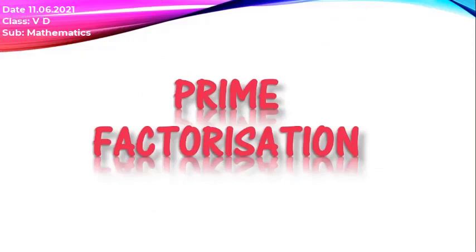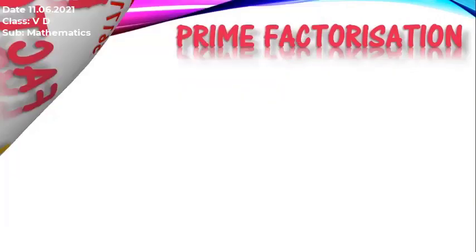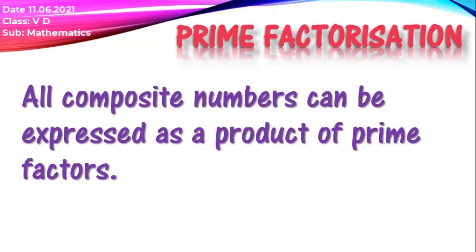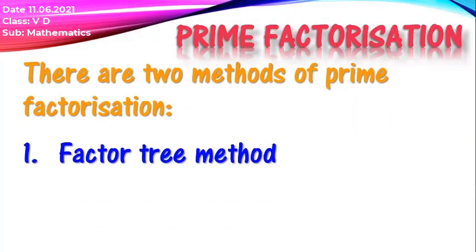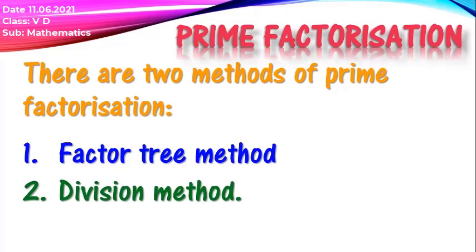Now let's understand the prime factorization. What is prime factorization? So all the composite numbers can be expressed as product of prime factors. Prime factorization means expressing the numbers in the form of product of prime factors. Prime factorization can be done in two ways. There are two methods. First one, the factor tree method, and the other one which is division method. Let's understand it using some examples.